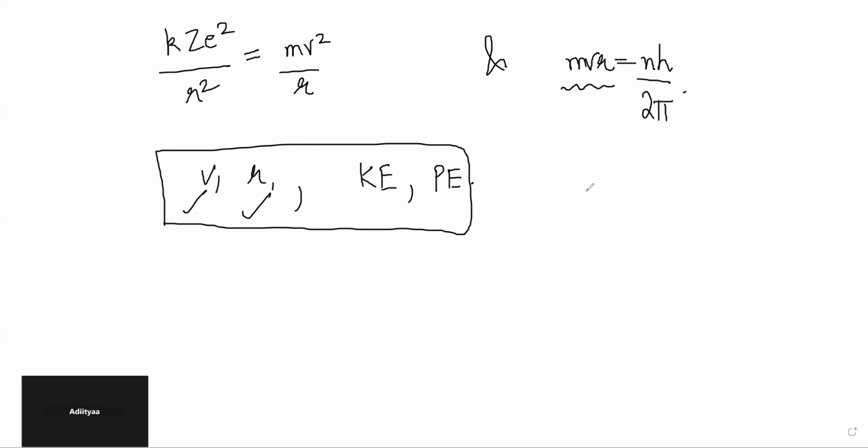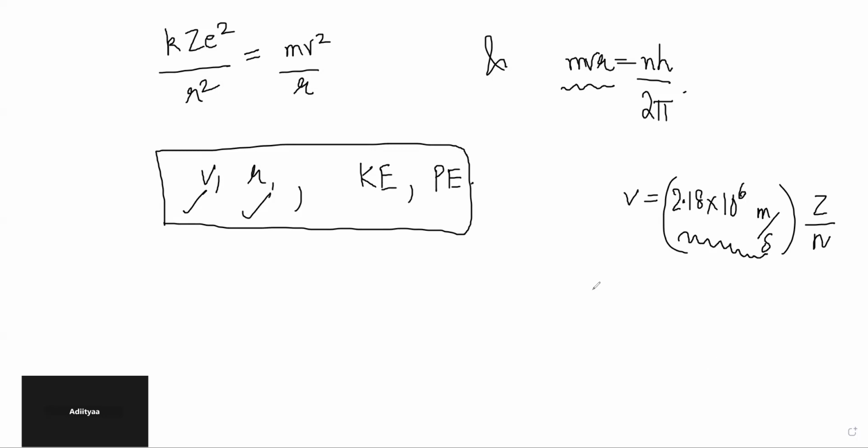But the thing to remember is the v expression comes out like this. All the constants can be evaluated and you can remember the value 2.18 into 10 power 6 meter per second multiplied by Z by n. Do you understand what I'm saying? All the constants multiplied and came out to be this.